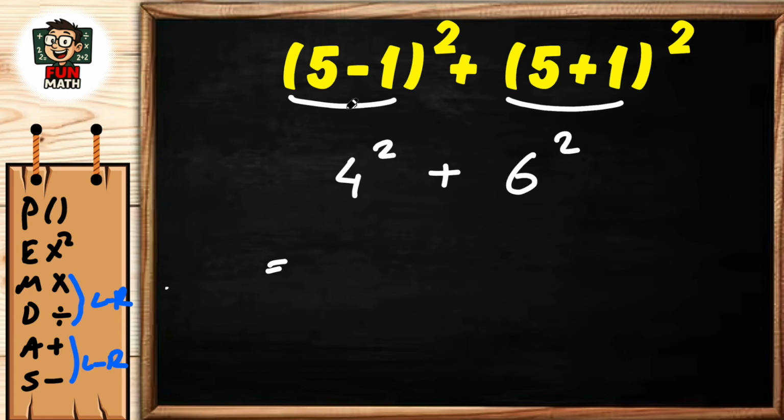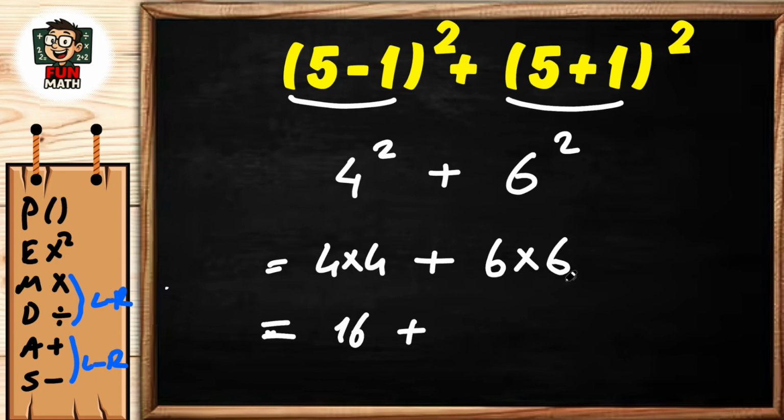4 to the second power is 4 times 4, plus 6 to the second power is 6 times 6. Now, let's find the result of the multiplication. 4 times 4 equals 16. 6 times 6 equals 36. 16 plus 36 equals 52. We solved the solution in detail.